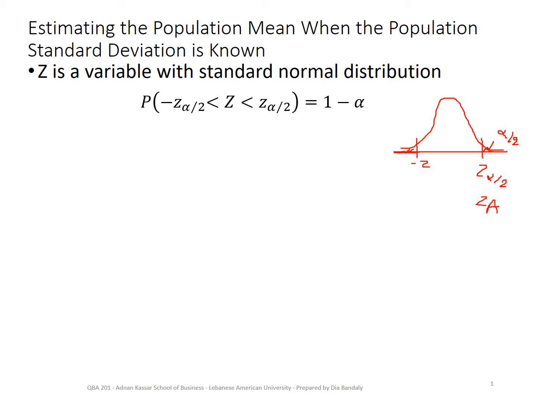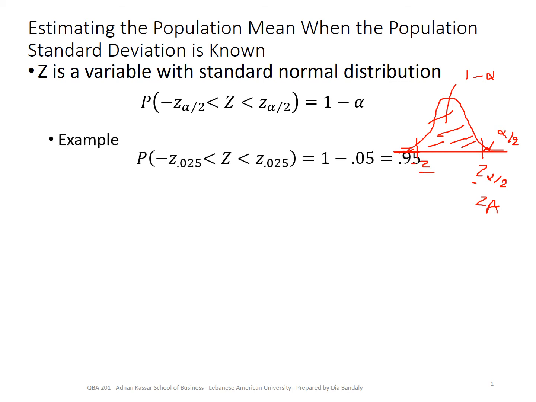So what can I say about that? That means the probability that Z is between these two values, minus Z alpha over 2 and plus Z alpha over 2, which is this area, is equal to 1 minus these two small areas. Each of these two small areas is alpha over 2, so their sum is alpha. That means this area here is 1 minus alpha, and this is what we are writing. You will be surprised to see that such a basic probability statement would lead us to be able to develop an estimation interval.